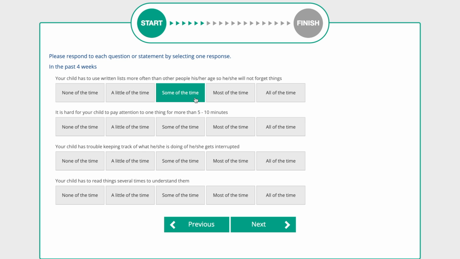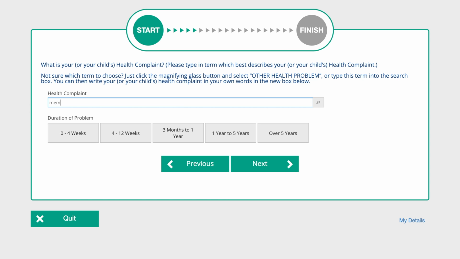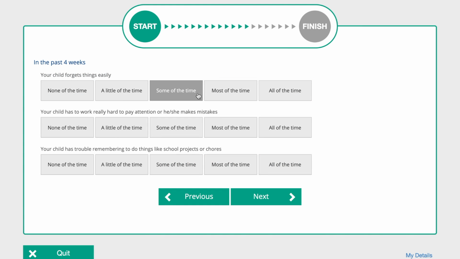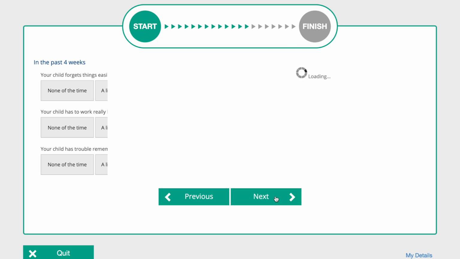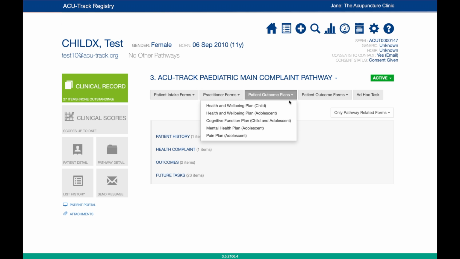The Cognitive Function Plan is designed to assess overall cognitive function, including concentration, attention span, and memory. This plan is ideal for monitoring specific cognitive issues, such as ADD or developmental issues. It is also suitable when a pediatric patient has clear symptoms of poor concentration, memory, or attention span difficulties. This plan can be used for both children and adolescents. It uses a parent proxy form, which means that the questionnaire asks the parent about their child or teenager's health status. We recommend that it is used in combination with the Health and Wellbeing Plan for both children and adolescents.